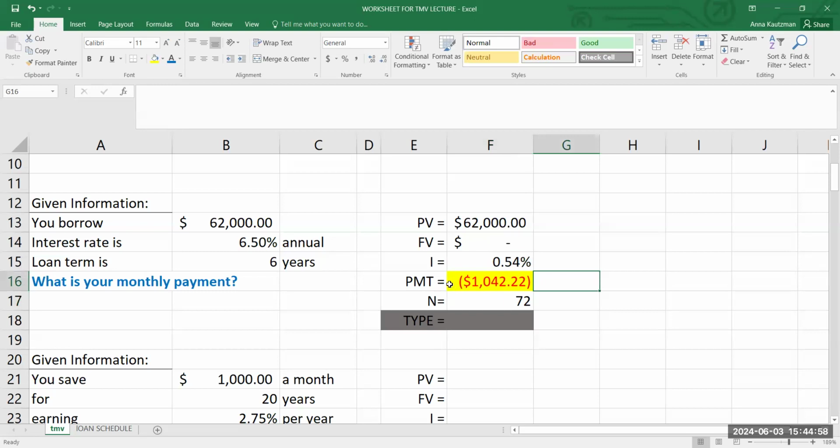And again, this shows as negative because it is an outflow from you. So you will make a monthly payment of $1,041.42.22 each month for 6 years to repay that loan.